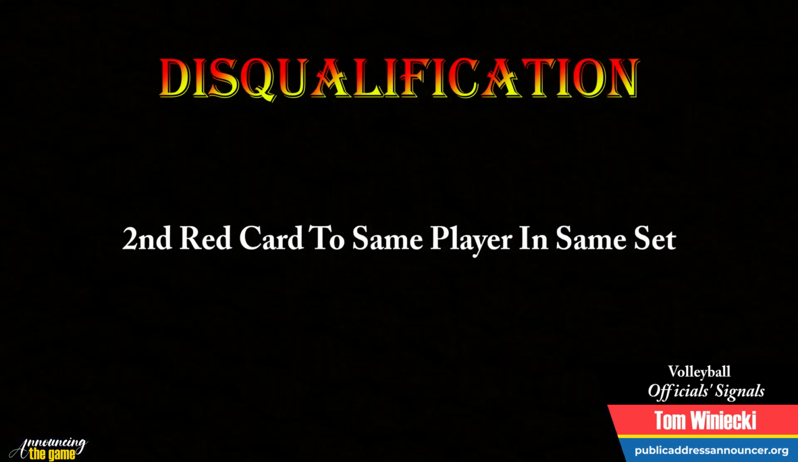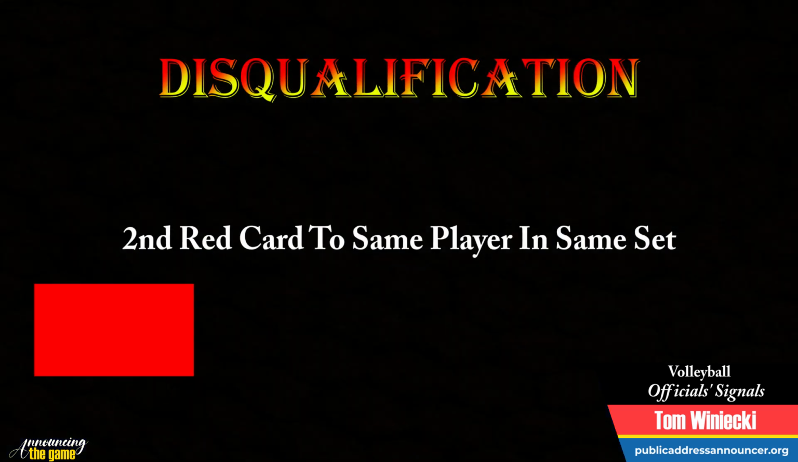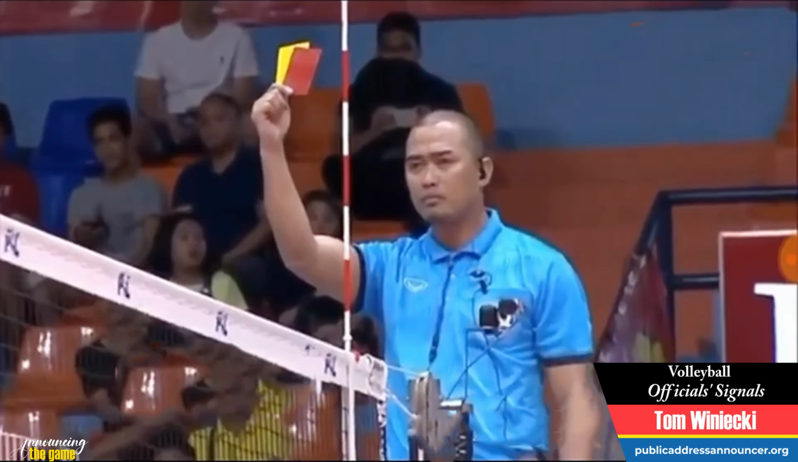Now, if the same player gets a second red card in that same set, it earns a disqualification. The official will now hold up the red and yellow cards together. The disqualified player now has 1 minute to gather up their equipment and leave the arena. If they don't leave in 1 minute, the captain is warned by the lead official. And if the player is still not gone after 15 seconds after this warning, the set is defaulted.